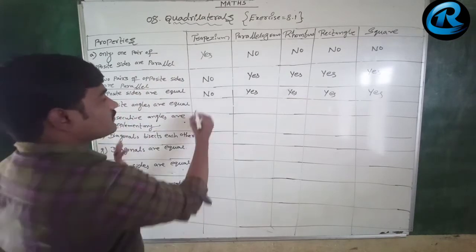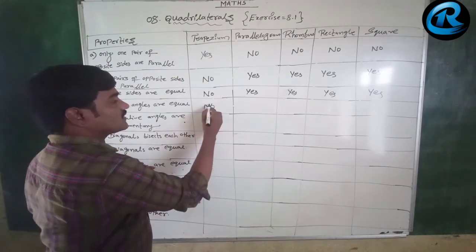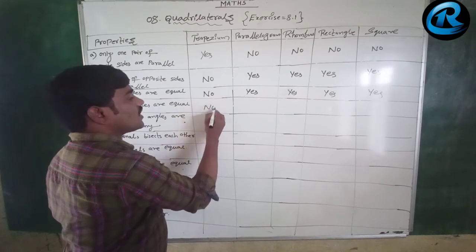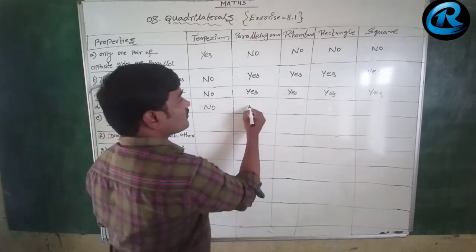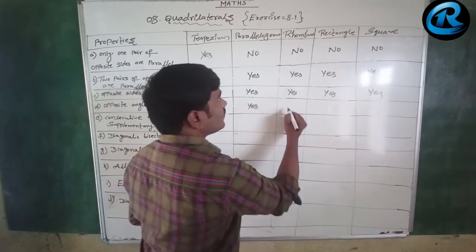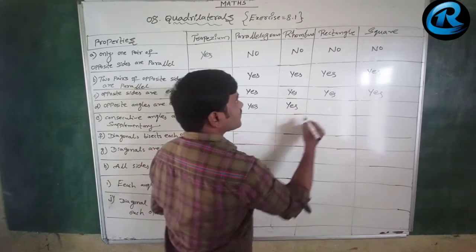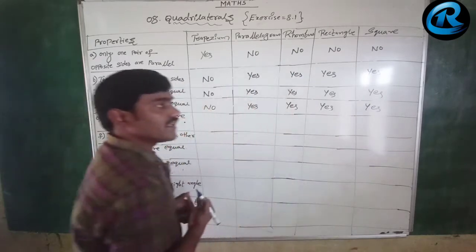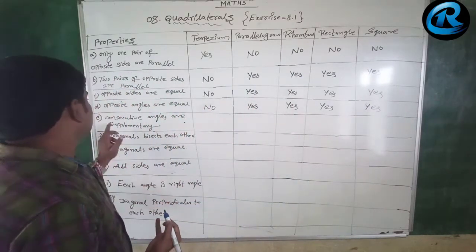Opposite angles are equal. In trapezium, no, opposite angles are not equal. In parallelogram, yes, opposite angles are equal. In rhombus also opposite angles are equal. Rectangle and square also have opposite angles equal. So we write yes like that.